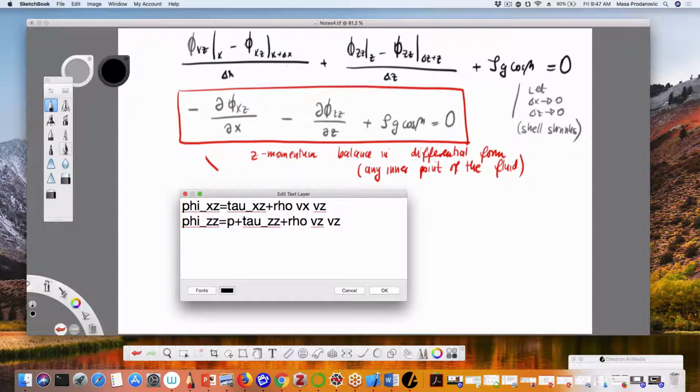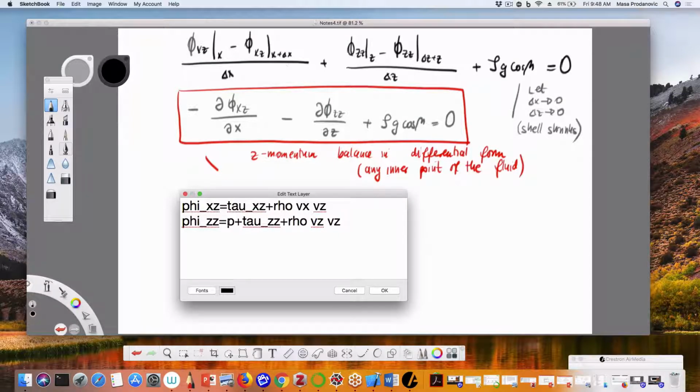So I have pressure because ZZ is normal, acting normal to that surface. XZ is shearing. So the action of that force, if you think about the force view of momentum, is shear in XZ, and in ZZ, it's normal. It's still transferring across the surface, but it's shearing force that transfers across the surface.